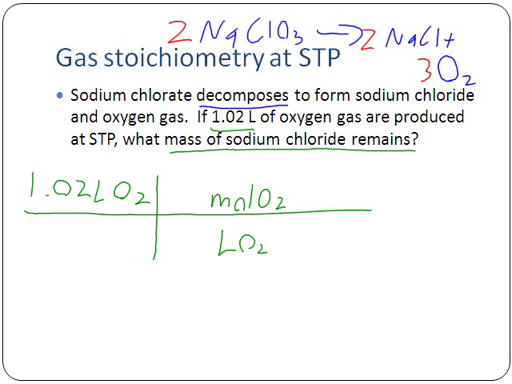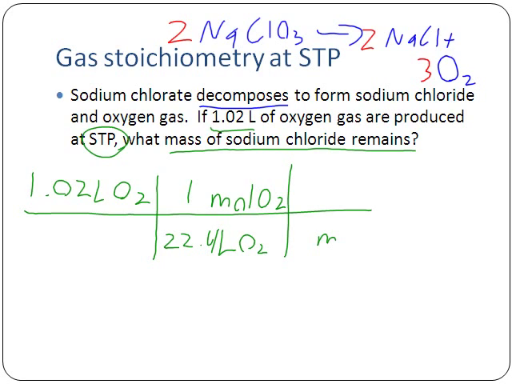In this case, we have to convert from liters to moles. Anytime you're going from liters to moles or moles to liters, you have to ask what the temperature and pressure are. In this case, it's at STP. When it's at STP, we know that 1 mole of any gas, doesn't matter what it is, has a volume of 22.4 liters. So 22.4 liters in 1 mole, and that cancels that one out here.